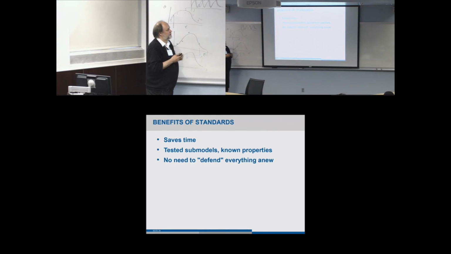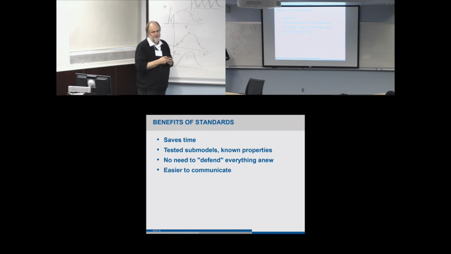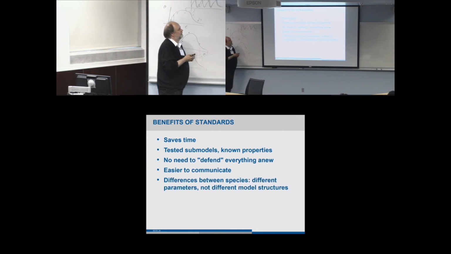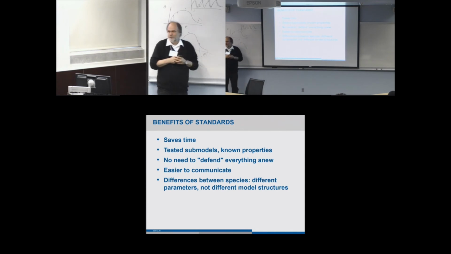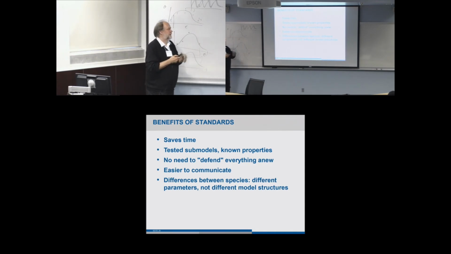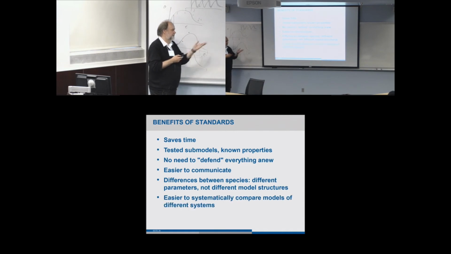After a while you don't need to defend your submodel anymore. Okay, DEB, it's fine. I don't like it, but okay, carry on. It's easier to communicate. You just say DEB, and everybody either runs away or says that's okay. Differences between species: you don't have a new model structure for every new species. You can use different sets of parameters, which makes a systematic comparison easier. So it's easier to compare models of different systems.